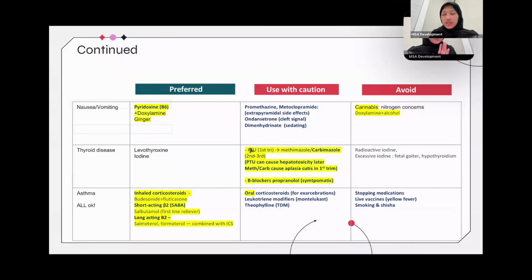P for P, so use that. And then second trimester, use them because PTU has that effect later on. So it's a switch in medication. Beta blockers you can use, like propranolol for symptomatic.